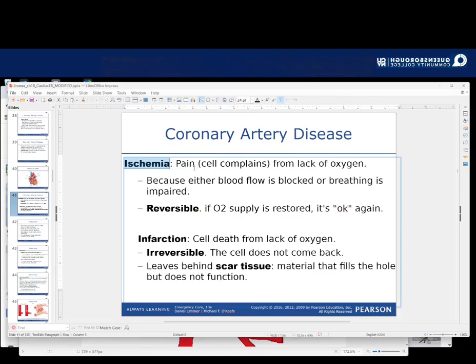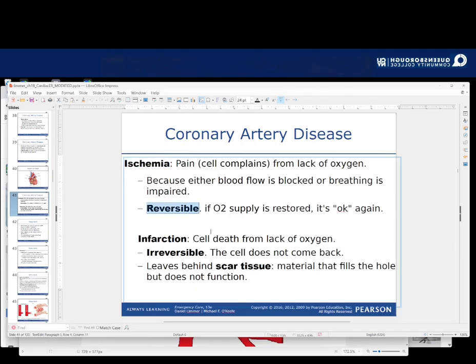The cells complain by sending pain signals to the brain, and it's from lack of oxygen, we call that ischemia. But ischemia is reversible, meaning that they call 911, you show up, you're a good EMT, you do your job well, you get the oxygen on, you give them the aspirin and the nitroglycerin, and then oxygen is returned to the cell, it stops complaining, the ischemia goes away. Ischemia is reversible.